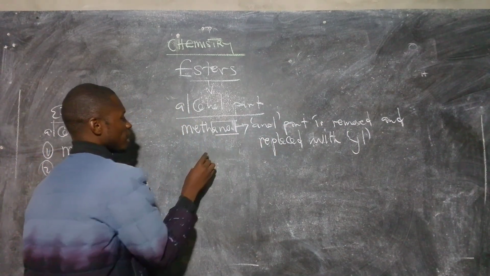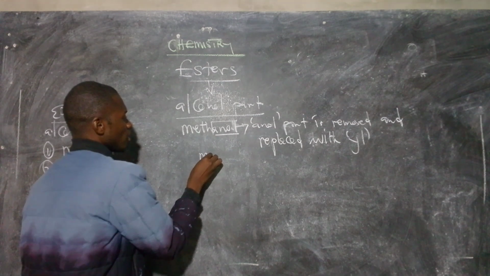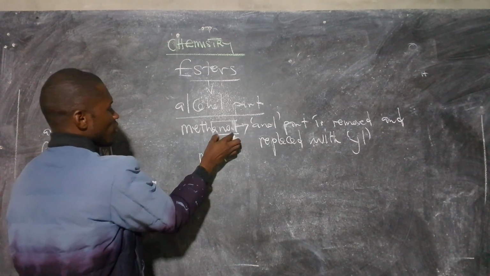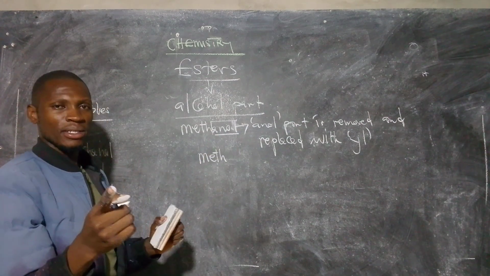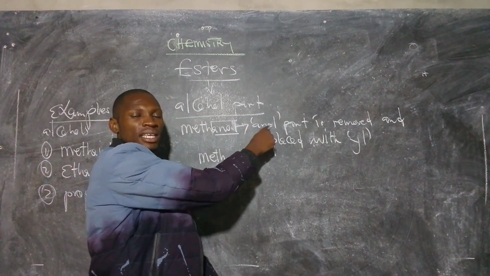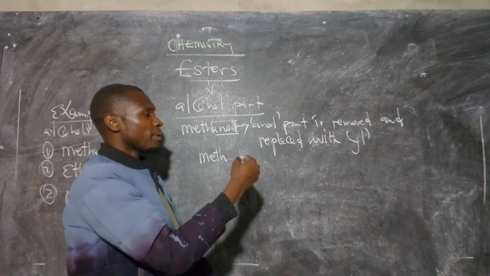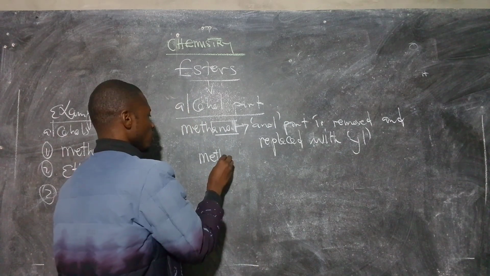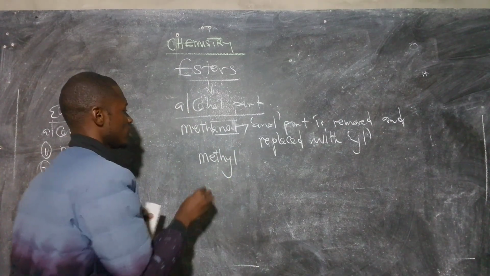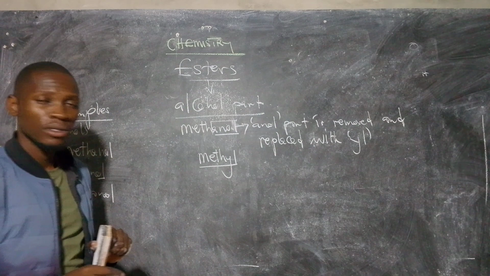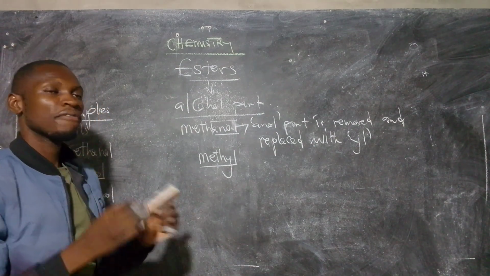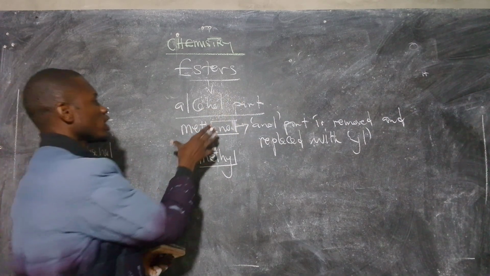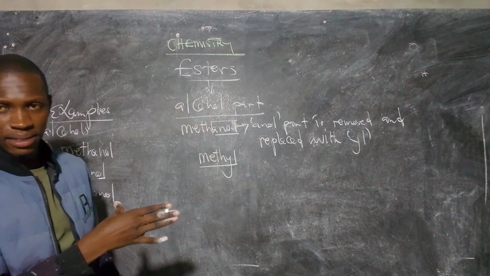So if we remove this part now, it will be meth. Then I've removed this part. So since I've removed this part, the next thing which will happen, I'm going to replace it now with YL. So I'm going to form something like this, methyl. So this methyl is the first part of an ester. This is what we do from the alcohol part.